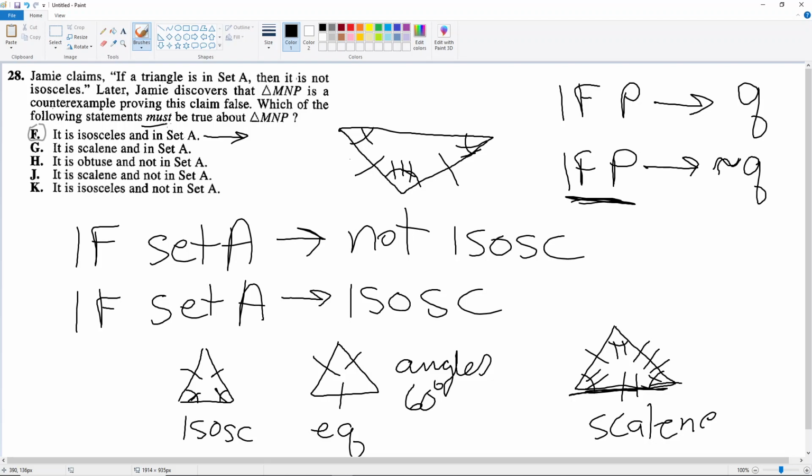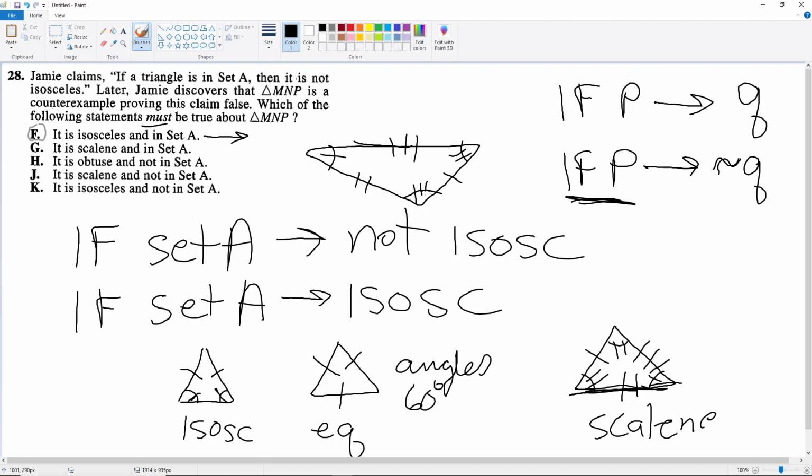This says must be true. And with H, we could have an obtuse isosceles triangle. We can have an obtuse triangle that is not isosceles. Boy, I just went through the wrong example there, but that's okay, because now we'll go through the right example. We have an obtuse triangle that is not isosceles. It could look like this. So it's got three different sides, and three different angles, of course, and one of the angles is greater than 90. That's an obtuse triangle that is not isosceles.